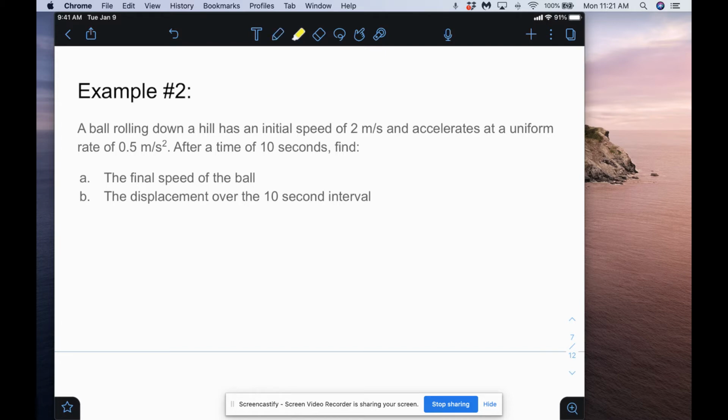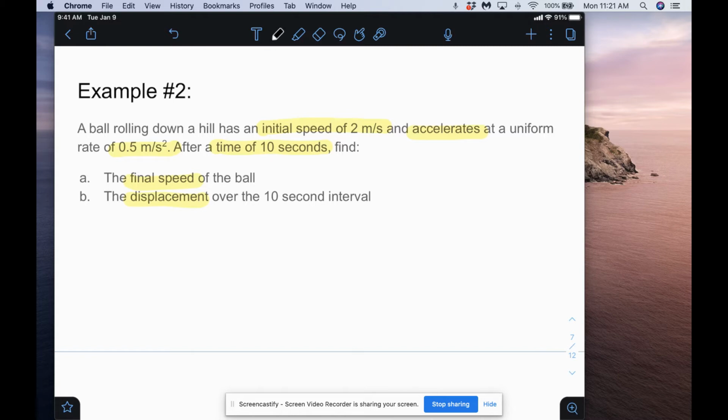We have a ball rolling down a hill. It has an initial speed of 2 meters per second. It accelerates at a uniform rate of 0.5 meters per second squared, and after a time of 10 seconds. Now for A, we want to find the final speed, and then for B, we want to find the displacement.